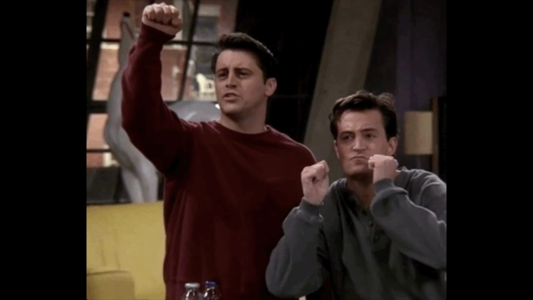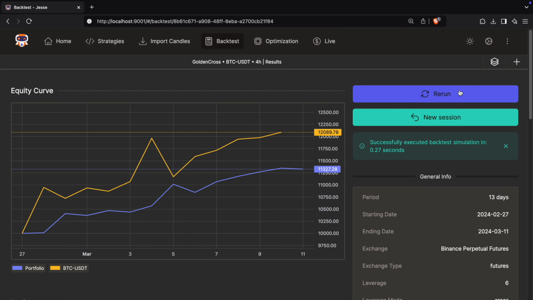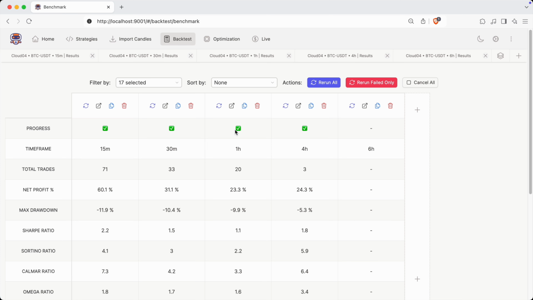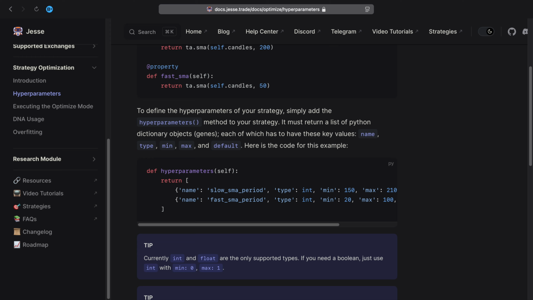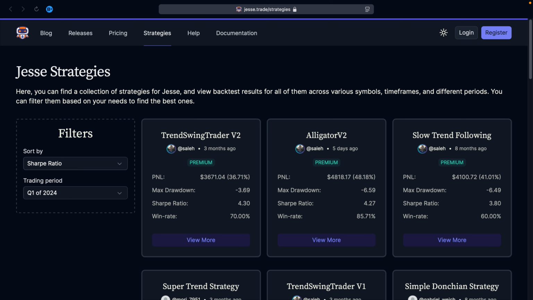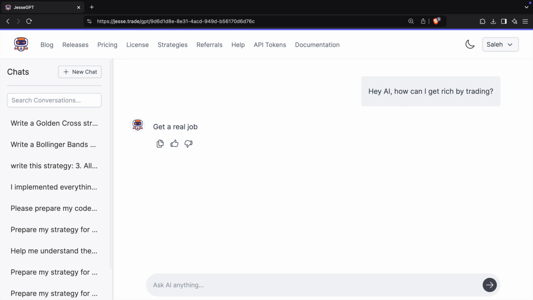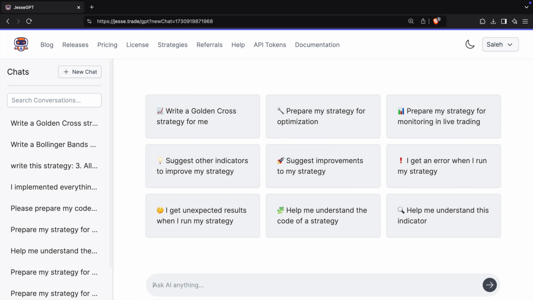Congratulations, you just wrote your first strategy. We can now run a backtest, see the performance metrics, or even benchmark the performance of multiple backtests. If you're happy with the numbers you're seeing, you can move on to trading it with real money. It also has hyperparameter optimization mode, a built-in code editor, a collection of built-in strategies, and even its own AI assistant helping you write strategies.